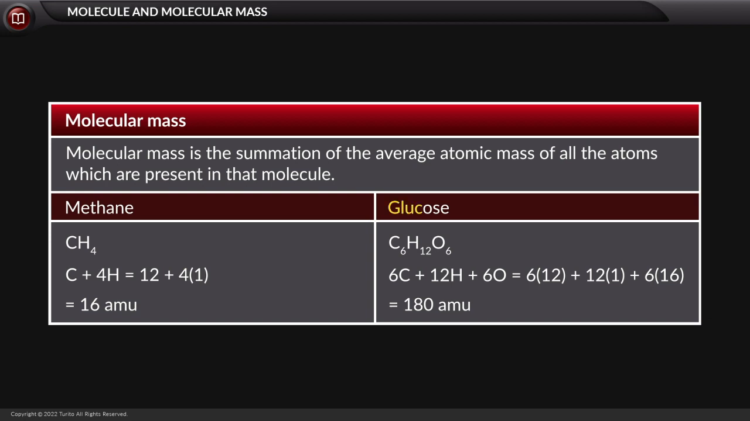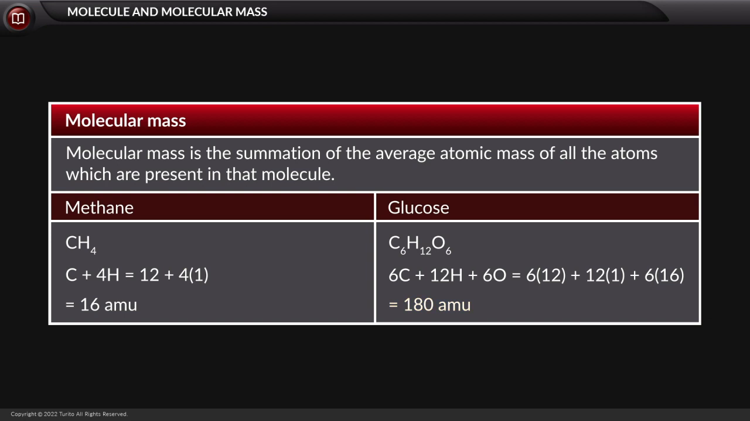Similarly, for glucose with molecular formula C6H12O6, the molecular weight will be 6C plus 12H plus 6O is equal to 6 into 12 plus 12 into 1 plus 6 into 16 is equal to 180 AMU.